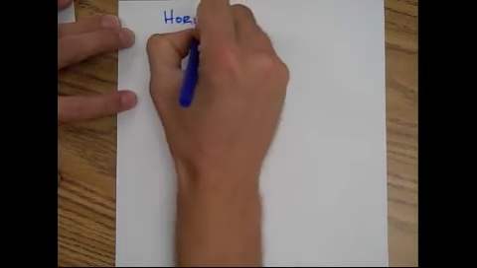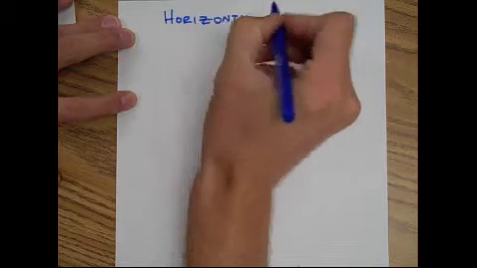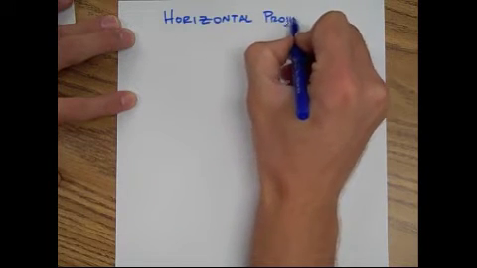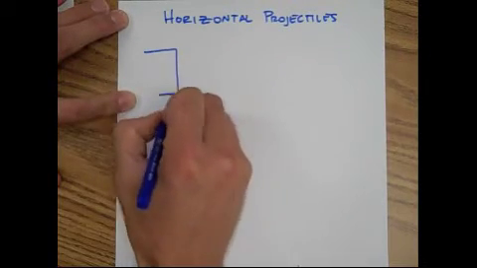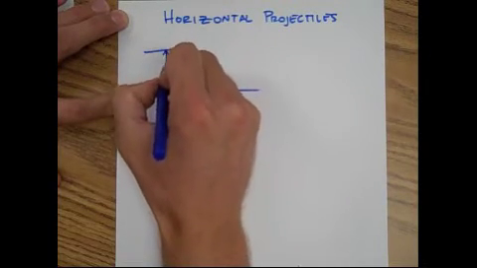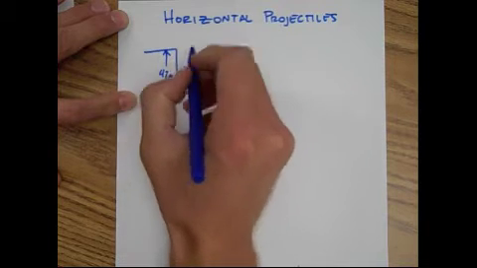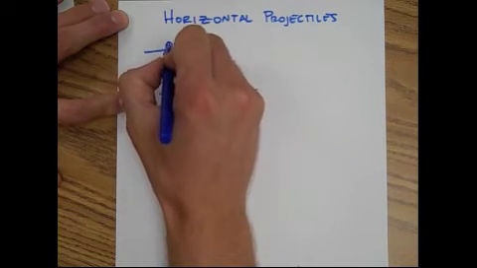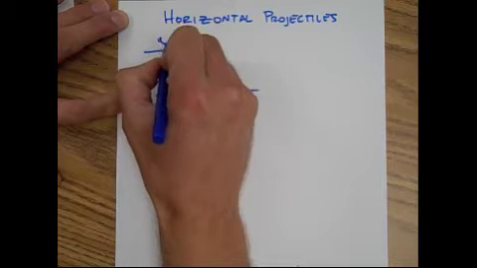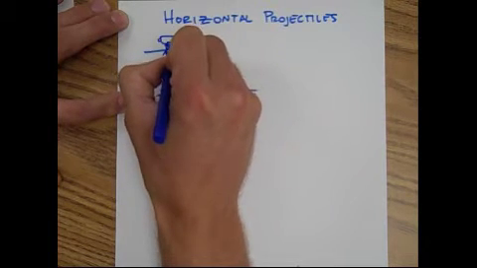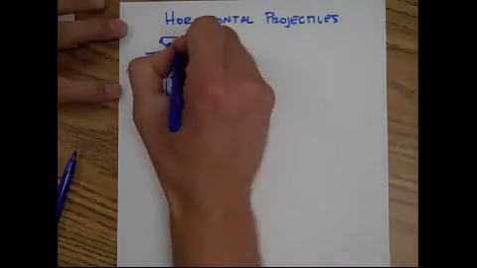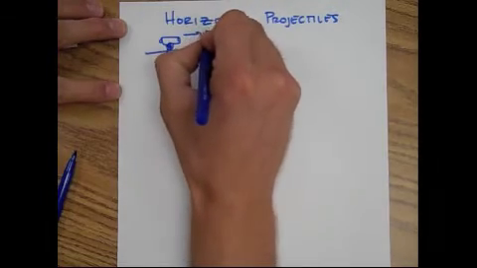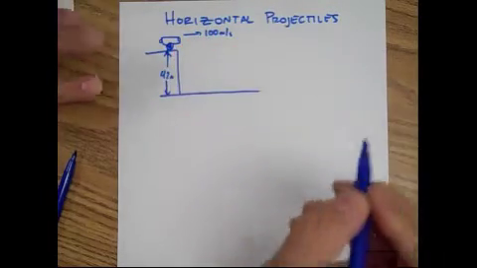All right, we're looking at horizontal projectiles. So we're going to start off with a cannon on top of a 42-meter tall cliff. All right, and our cannon is going to shoot a ball with a velocity of 100 meters per second.